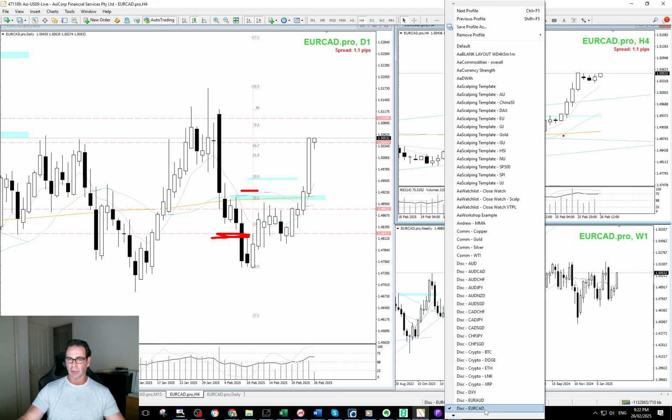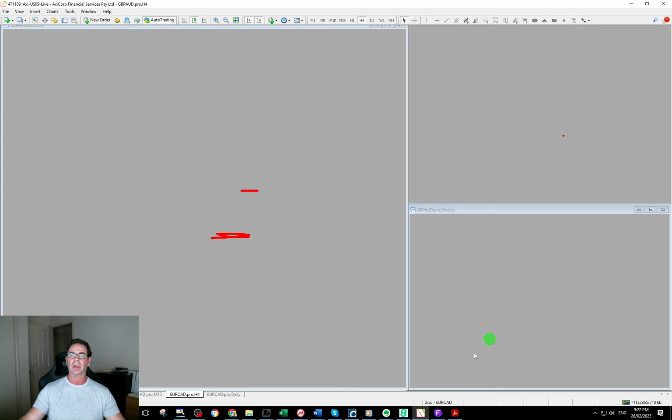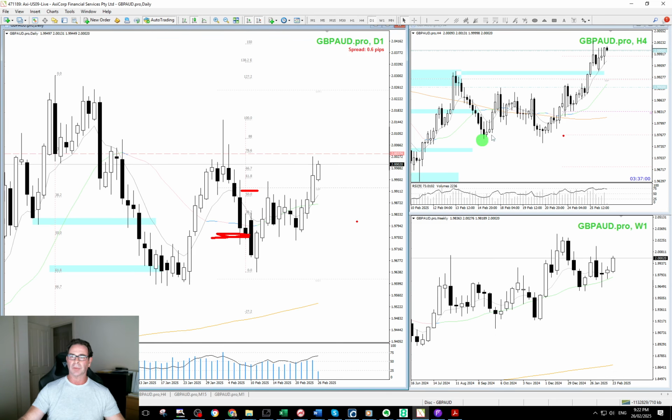So the second one was Pound Aussie. So the Pound Oz, so we had the weekly looking good. We've got this big A, B, shallow C here sitting on the 20 and the 8. So, you know, a reasonable sort of look here, a bit of a trending environment.